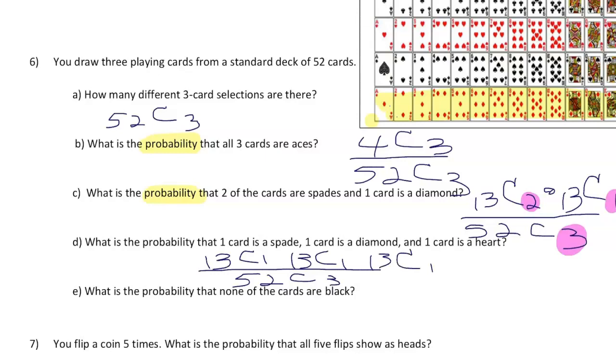Okay, what's the probability that none of the cards are black? Well, isn't that 1 minus the probability that they're all black? So that's going to be, there are 26 black cards, and we're going to choose all 26, and my denominator was going to be 52, choose 3. Okay, those are all the card problems.